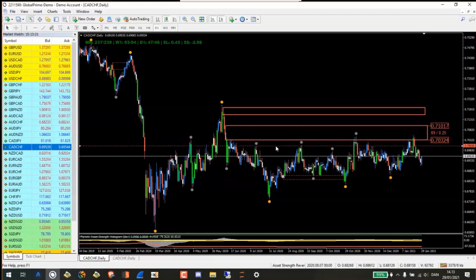So we have a clear pullback here. This is the cheapest price that you want to sell for. This is the reference point for the future. This is the supply, this is the sell zone. We mark it off, price comes back to it again. Each time price comes back to it, it'll probably go a little bit deeper. We went a little bit deeper.